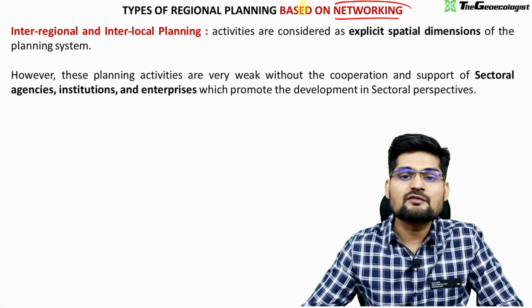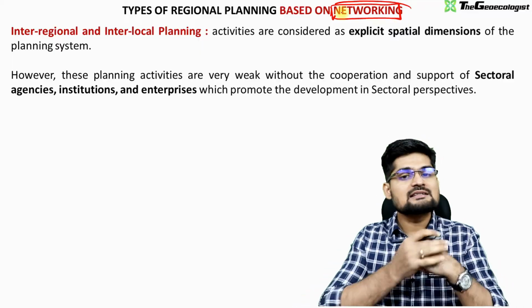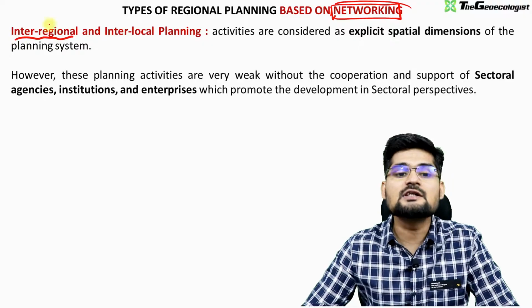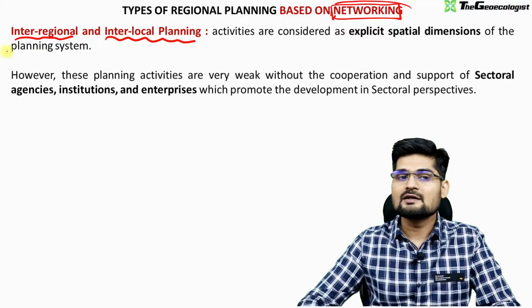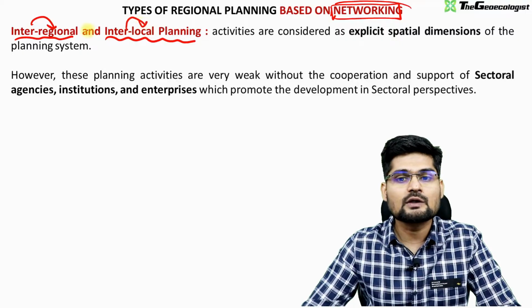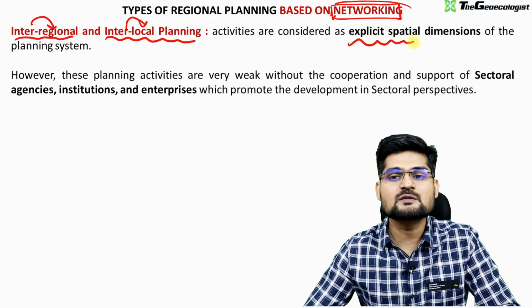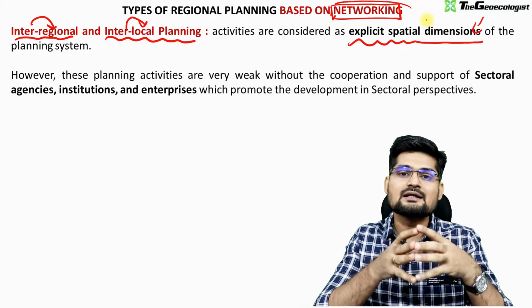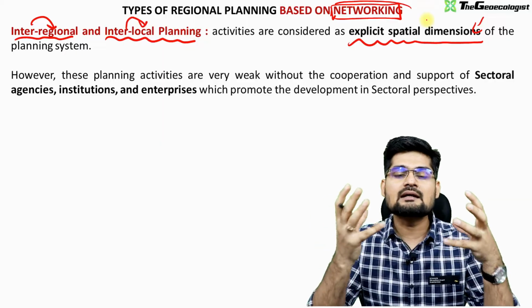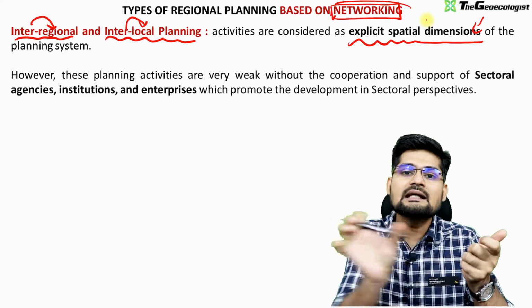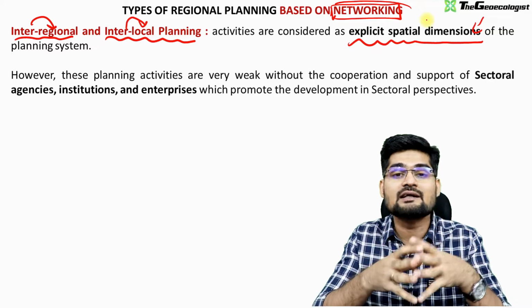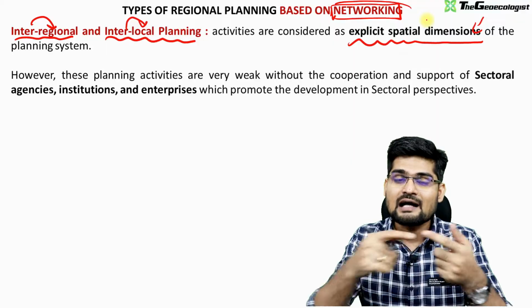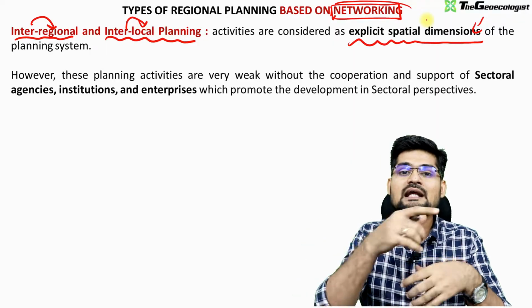And the final type of planning is based on networks. Now, what is this networks? It's the interconnection between the two. So we say it's inter-regional plan or inter-local plan. So between two regions, between two localities, and this is where it is considered explicit spatial dimension. Now, combination plans. For example, one area is having natural resources, one area is having human resources. So an integrative plan could be worked out for both the areas' development together. So if you have inter-regional plan, inter-regional connectivity, highways connecting, metros connecting, so we can have an integrated plan.